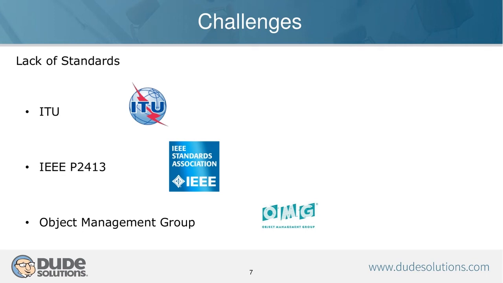The IEEE, the Institute of Electrical and Electronics Engineers, has drafted standard P2413 as an architectural framework for the Internet of Things. Obviously, they have the most to gain from the standards organizations, as they are the ones who are defining a lot of the hardware that's being used to communicate across these networks.